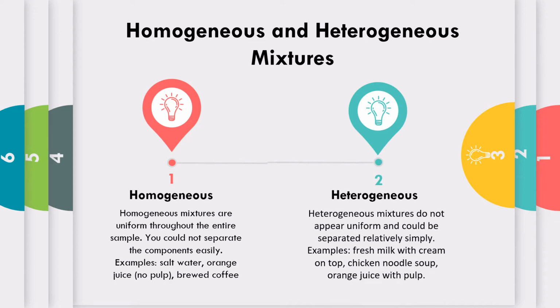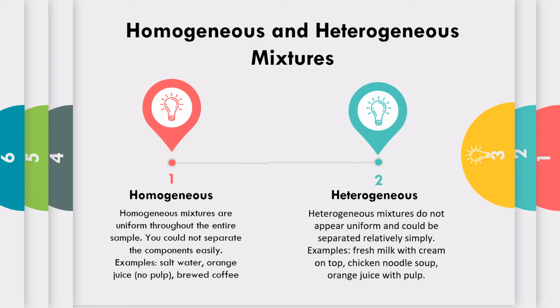Okay, and now we will be talking about the homogeneous and the heterogeneous mixtures. So the first thing that we are having now is the homogeneous. Homogeneous is a mixture that is uniform throughout the entire sample. You cannot separate the components easily. For examples, salt and butter, orange juice, and also brewed coffee.